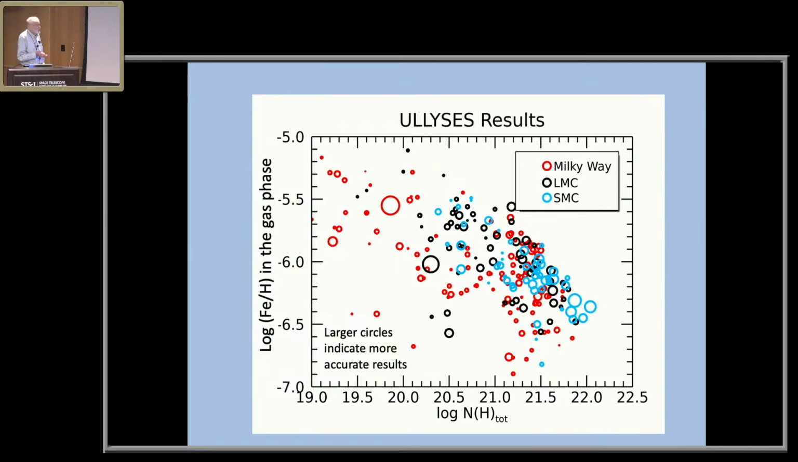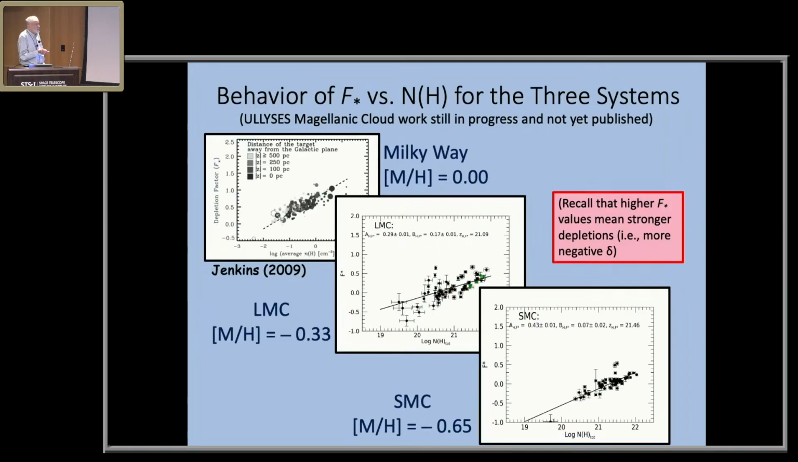Here's a repetition of that same plot, this time for iron to hydrogen in the Ulysses results. And I've color-coded it for the different systems. And you can see they all fall on top of each other. You can see this trend with hydrogen column density for the three different systems in these three plots. In the case of our galaxy, I'm really giving you the average volume density of hydrogen. It's just the column density divided by distance.